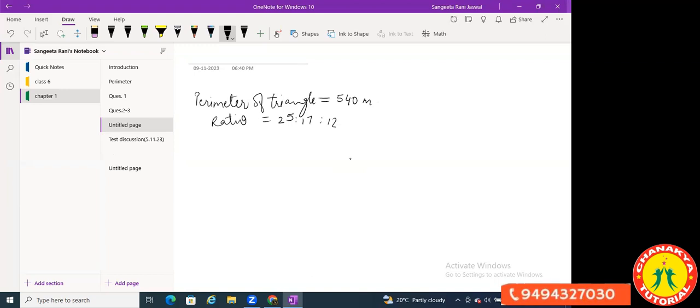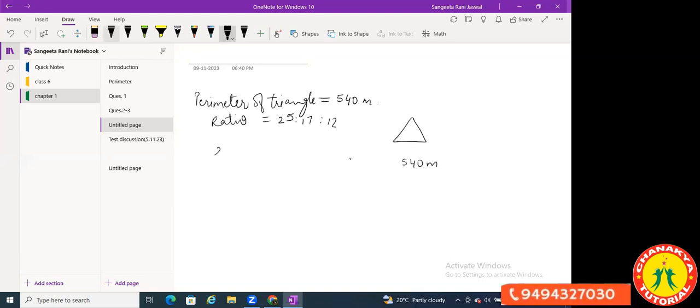Okay. Now, how will we find this? See the perimeter. This is a triangle. It's saying 540 is the perimeter. Just understand it first. Then the ratio of each side is given, 25 is to 17 is to 12. But we don't know the side 25. These ratios are not the sides. So to find the side, we will do this.